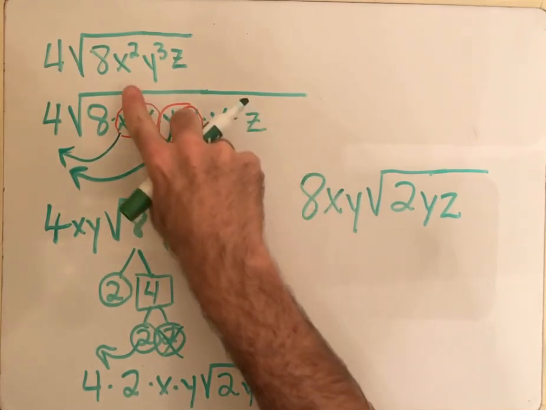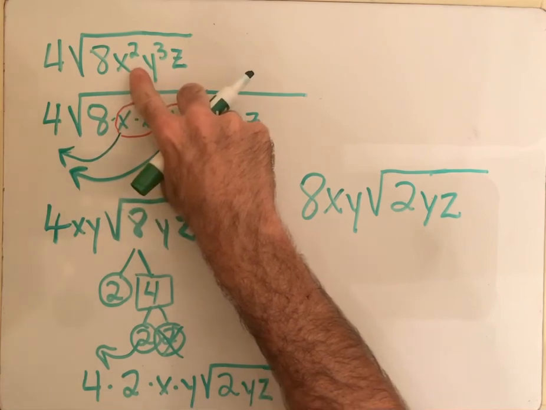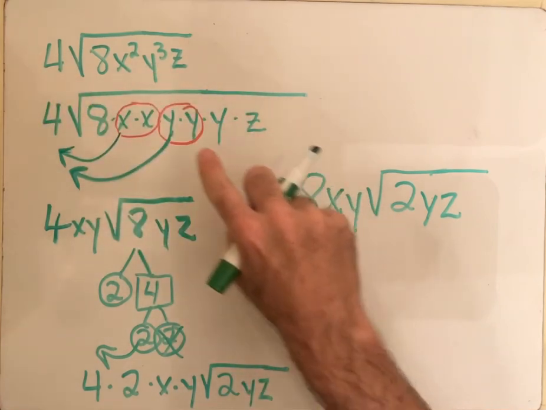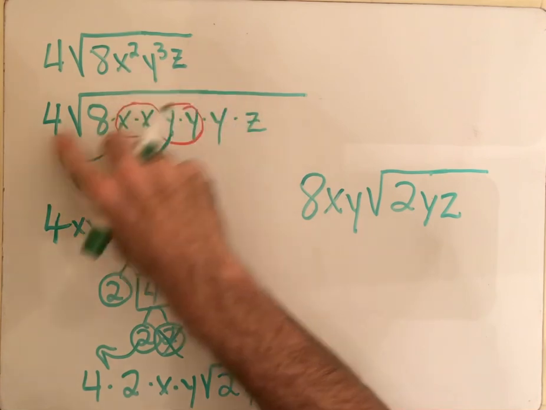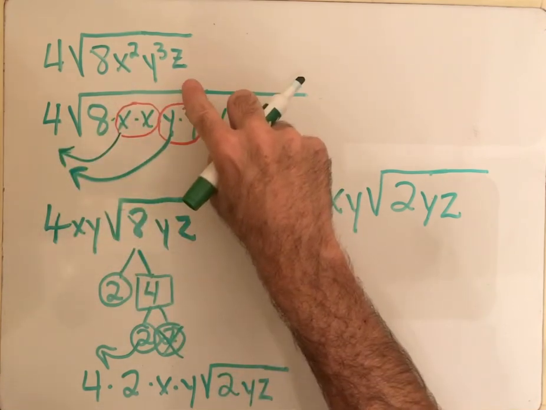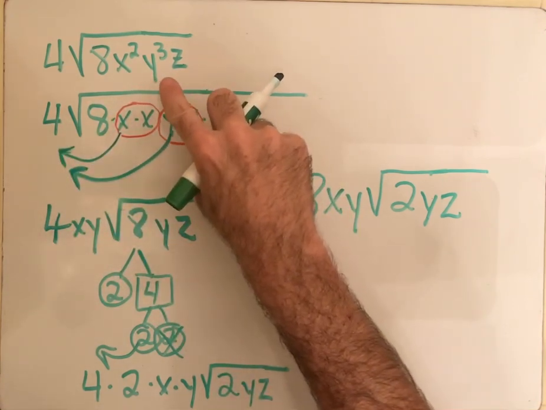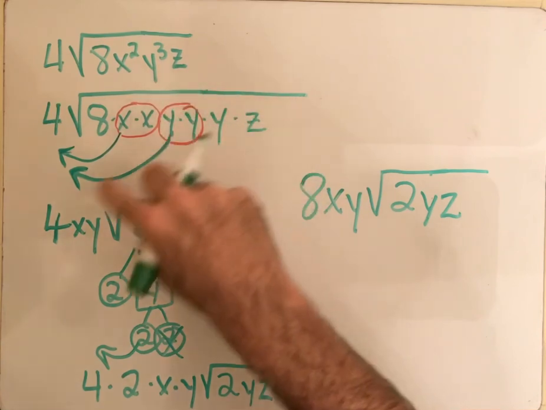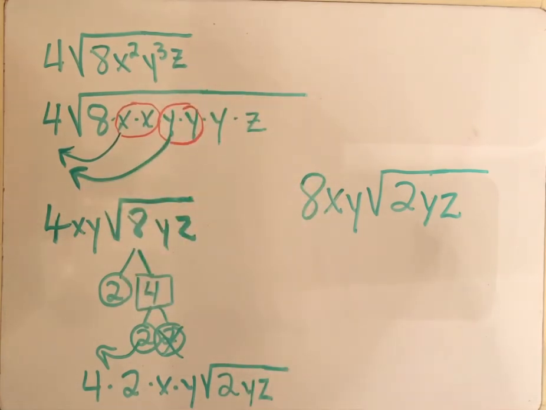So you can kind of see that even powers, we can just divide that in half, and that's how many we'll take out. If that was x to the 4th, we could take an x squared out of there. If this was y to the 7th, we could take out 3 y's, and there would be one left over, okay? So that's how we're going to do square roots with variables.